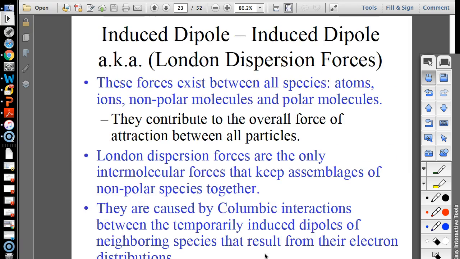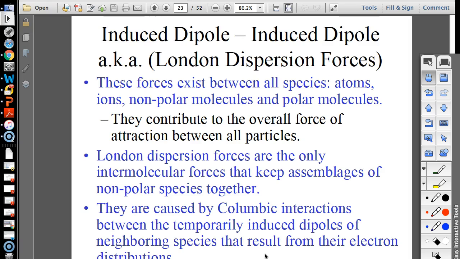All right, now here's the last kind. This is the most important kind. Take the AP exam if you don't know. This is the answer, okay? Everything has London dispersion forces. Everything does, because everything, except for hydrogen ions, has electrons, okay? So these forces exist between all things.